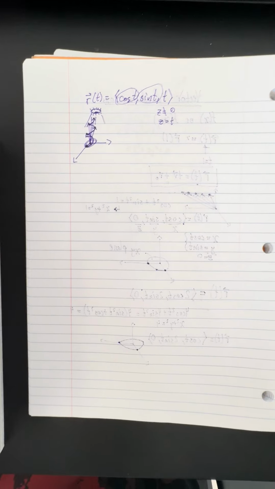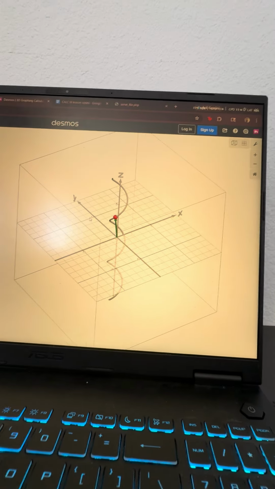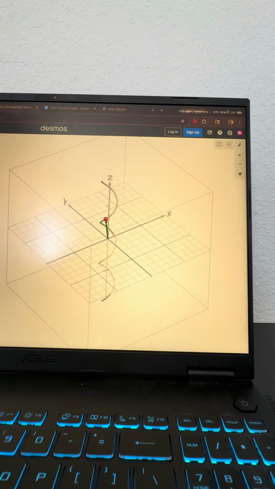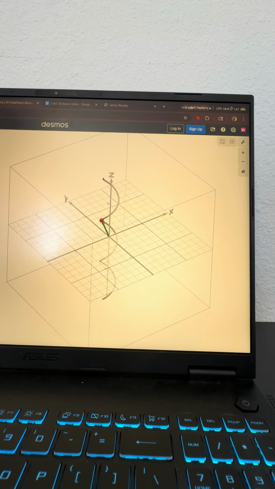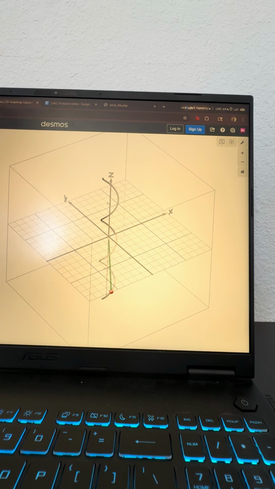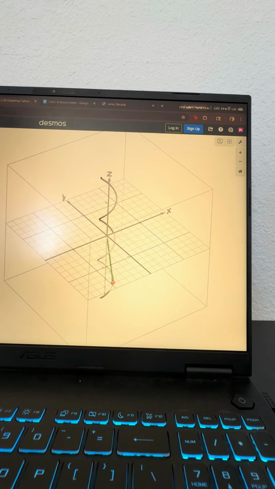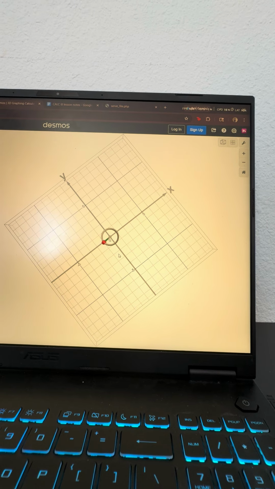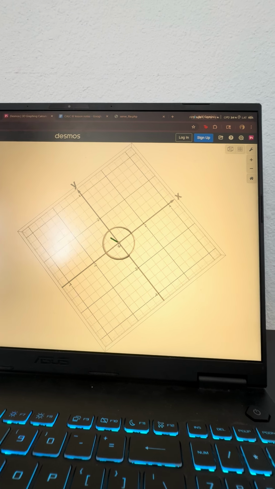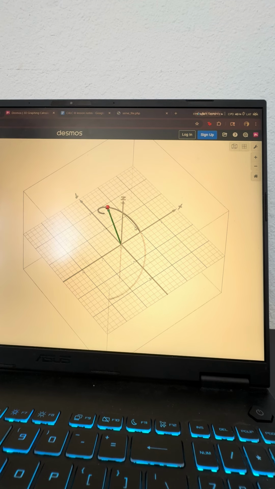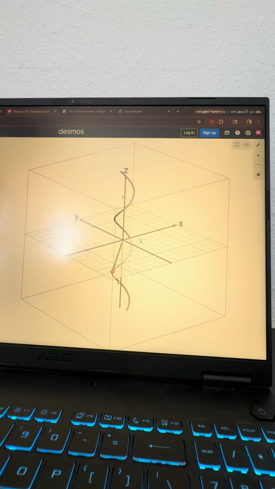And here's the animation I was talking about. This is exactly the graph we just plotted, and that green vector is pointing to the point we're going to be sitting at. And if we look at it from the top, we see a circle of radius 1, right? So yeah, it's kind of neat.